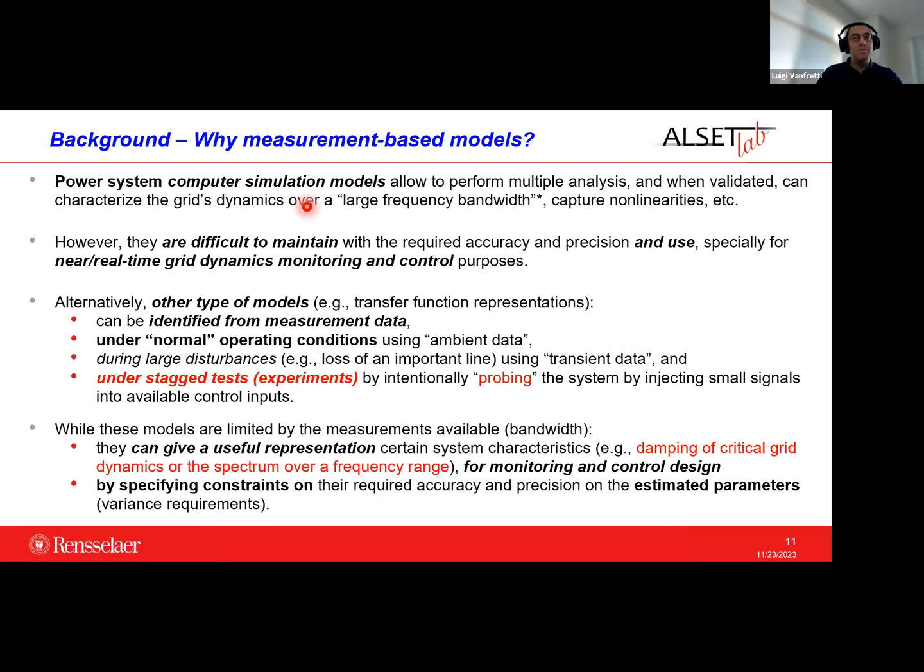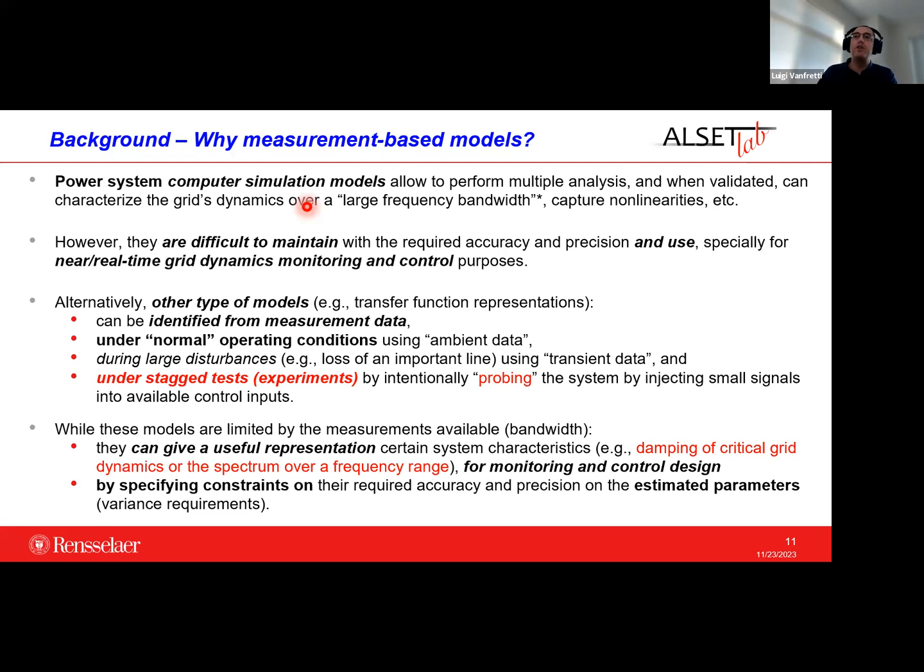I showed you examples using simulation models, and in fact, you can do much more analysis with a simulation model than you can do with measurements, but in the power system field it is very, very hard to maintain. In fact, it wasn't until a couple of years ago that a whole European interconnection grid model was available for studying dynamics. And the quality is low, and it's not updated all the time. So the only way to go is to use models from measurements.